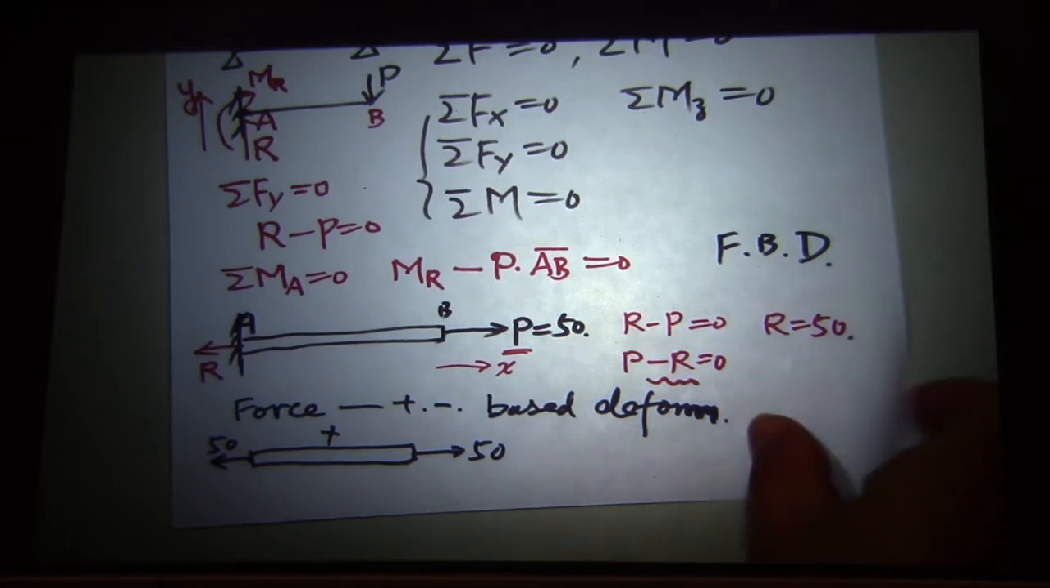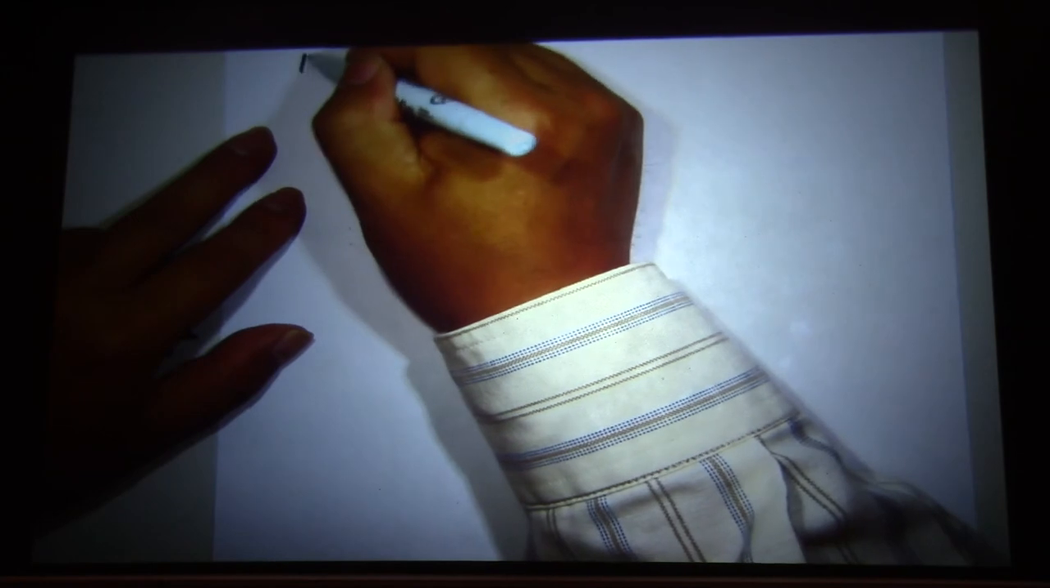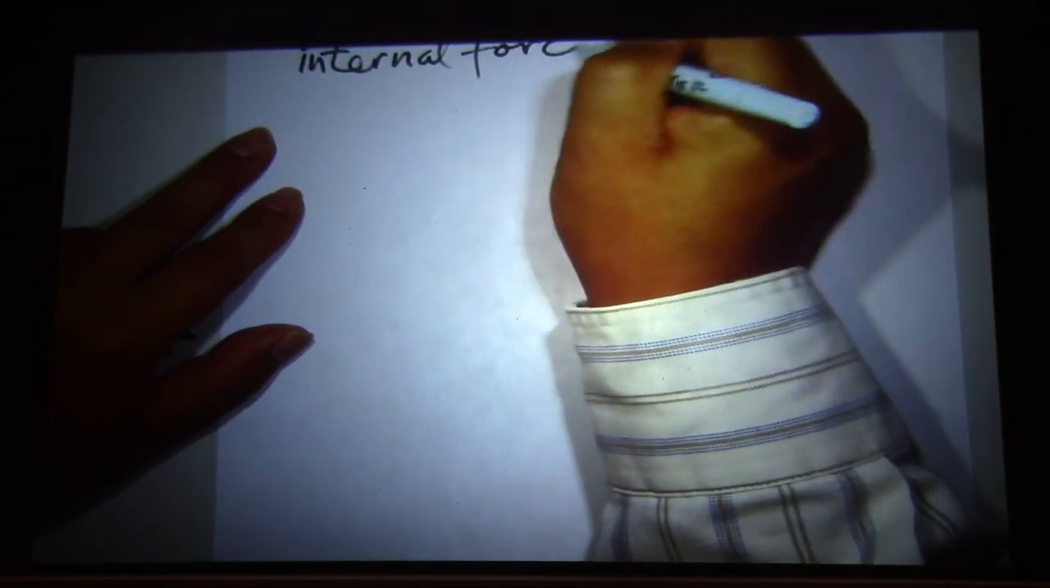Now the next concept we want to talk about is called internal force. Remember, in this class, we're different from the previous class. We don't treat things as a rigid object or, from far away, as a particle. We treat things as all self-deformable. So we need to look at how things deform, and we need what we call internal force.